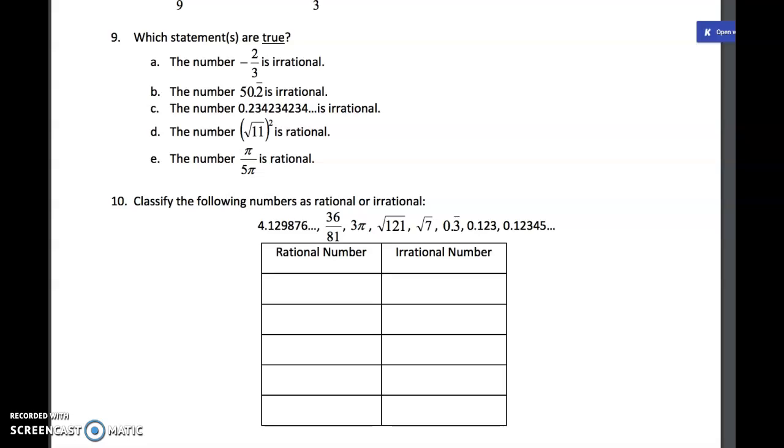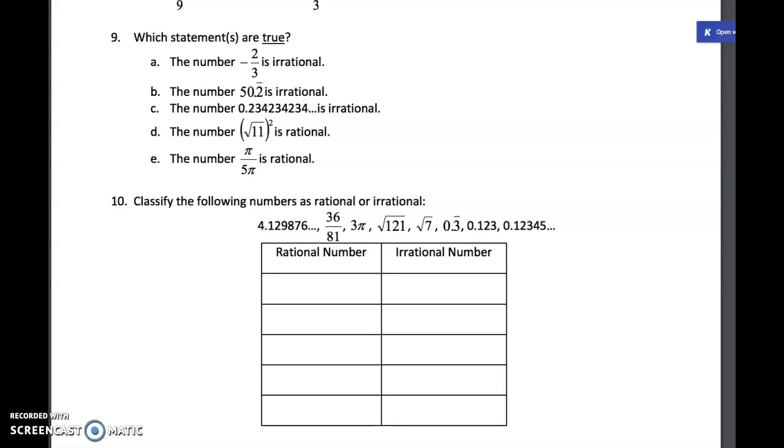Number 9, which statements are true? The number negative 2/3 is irrational. That is not true because it is a fraction, so it is rational. B, the number 50.2 is irrational. It is a terminating decimal. That makes it rational, so that is not true.